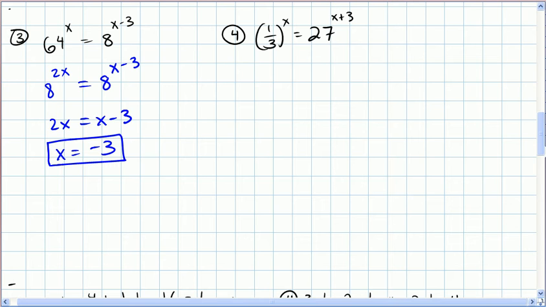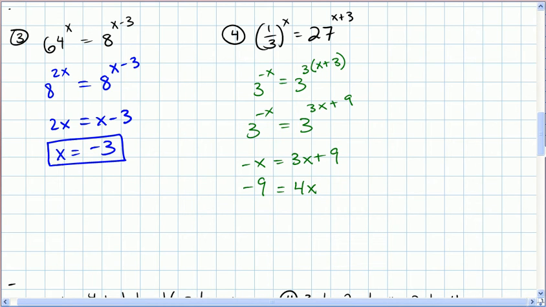Next one, we have (1/3)^x equals 27^(x plus 3). Again, want to get a common base. Common base here should be 3. So this is going to be 3 to the negative x equals 3 to the 3, and then we're going to have to distribute that. It's going to be 3 times x plus 3. It's going to be 3 to the negative x equals 3 to the 3x plus 9. And opposite of x will equal 3x plus 9. So 4x will equal negative 9. x will equal negative 9 over 4.